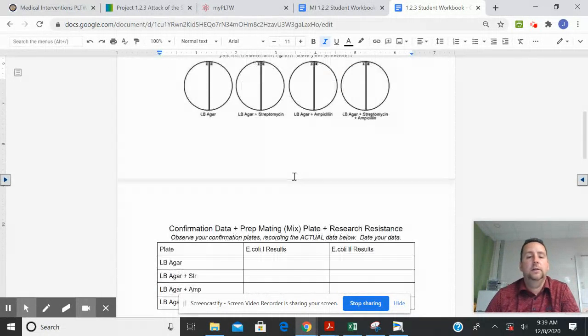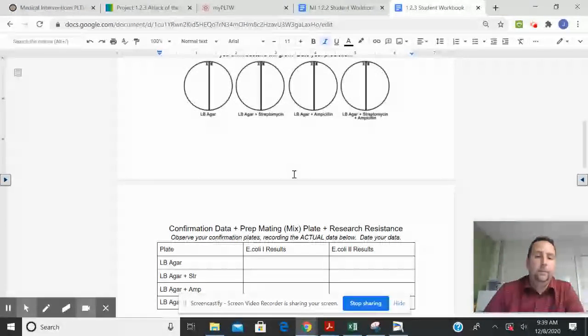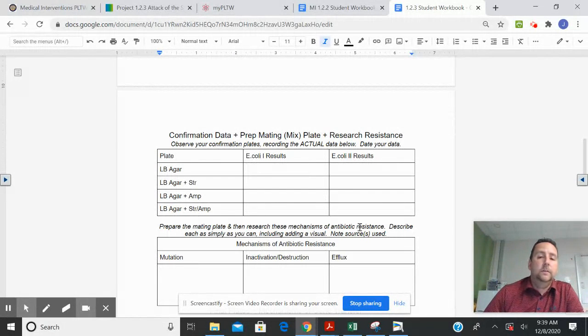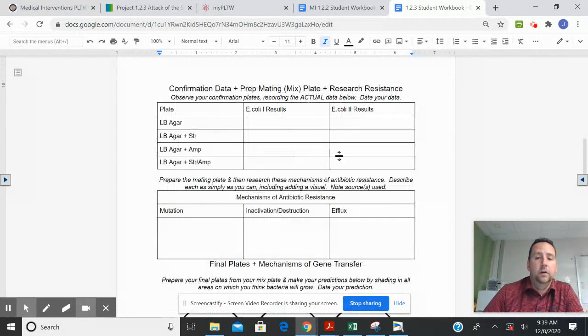So that's a prediction that you need to make. And I'll be checking. I do want to see those predictions on Friday before you do the lab. This we're going to skip for now because these are the results that we're going to look at on Friday, okay? We're going to just basically state whether they grew or not.